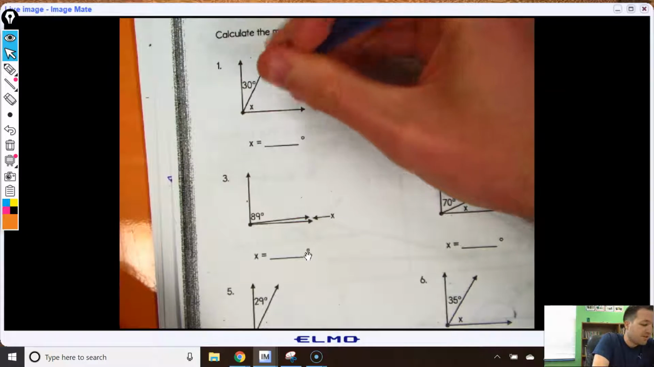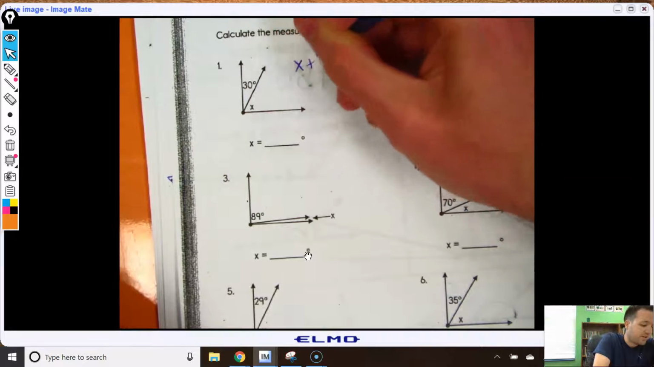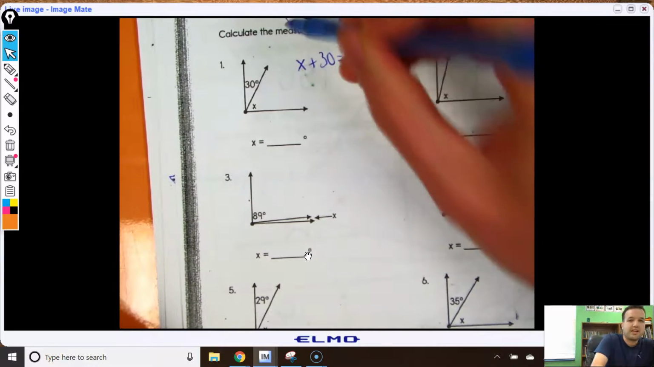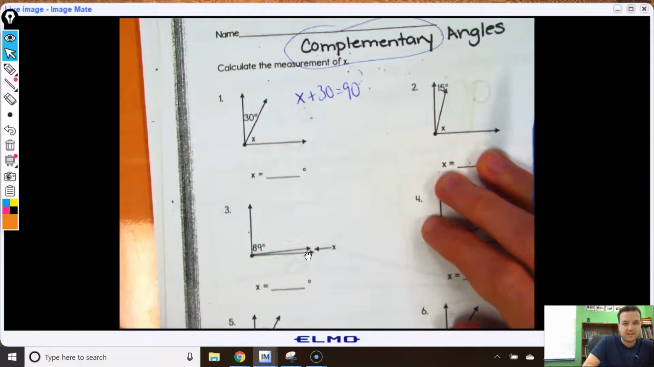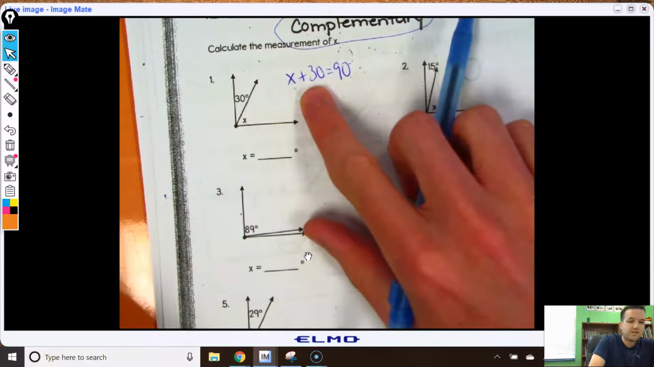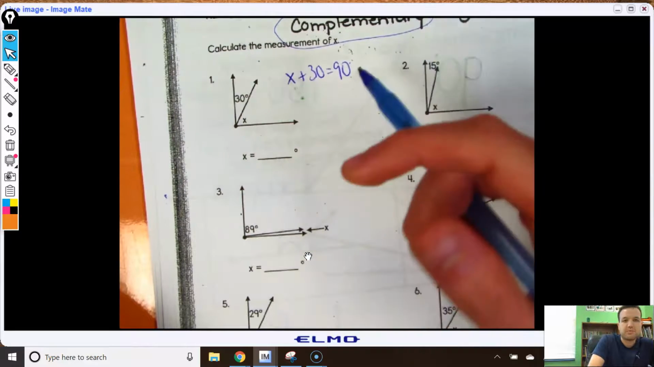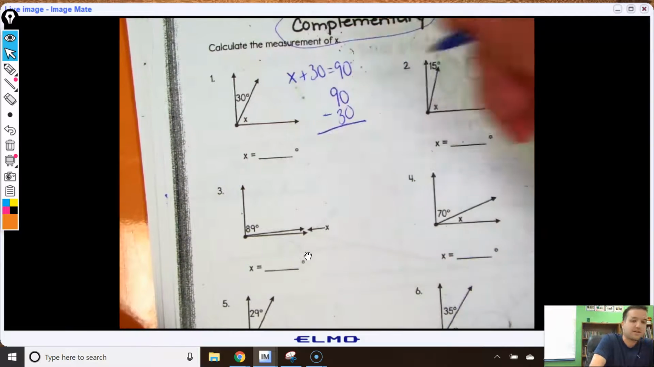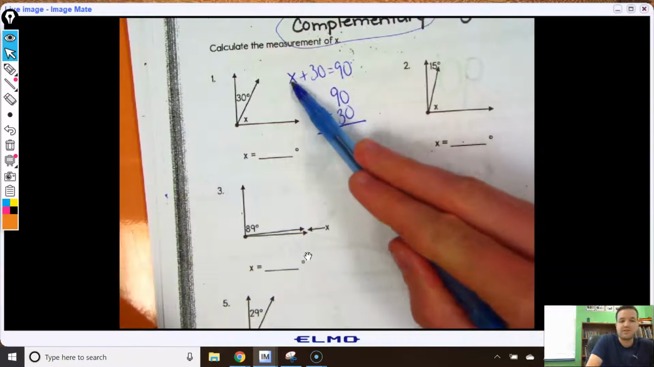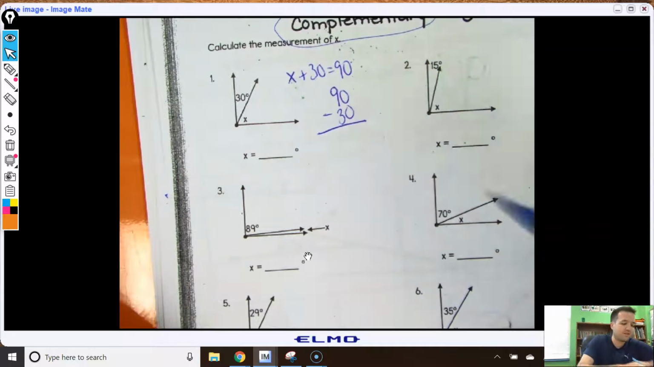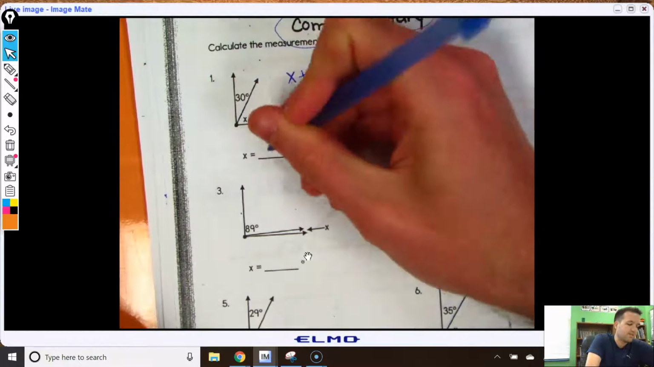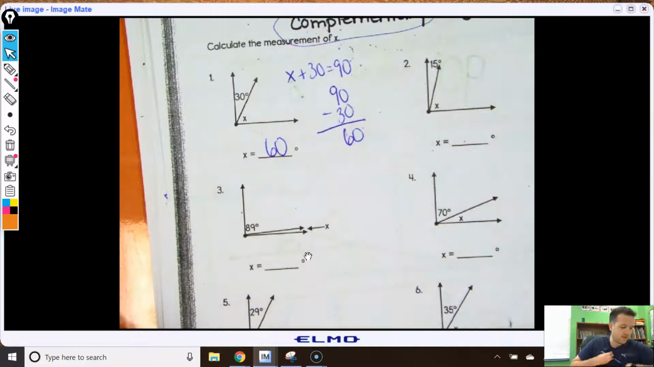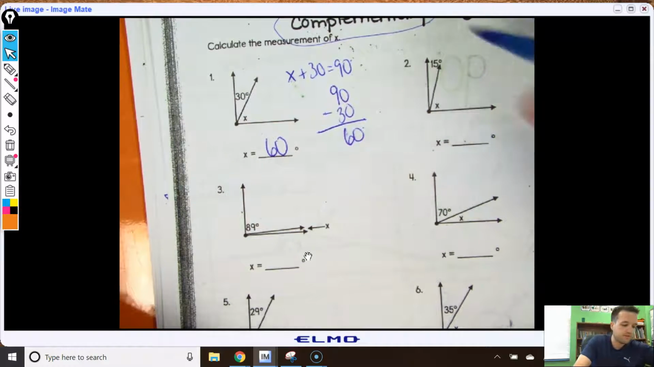What I mean by that is you can say, well, I know that x plus 30 equals 90 because these are all complementary angles. All of them will have a sum of 90. And you could do that as your equation and then tell me that x equals the answer. Or you can do both of these. To solve for x, you'd actually have to do the inverse operation. So you do 90 minus 30, which is 60 degrees. That's the value of x. Let's do number 2 together, and then you're going to work on the rest of page 18 on your own.